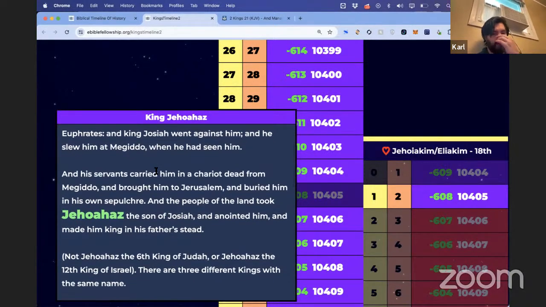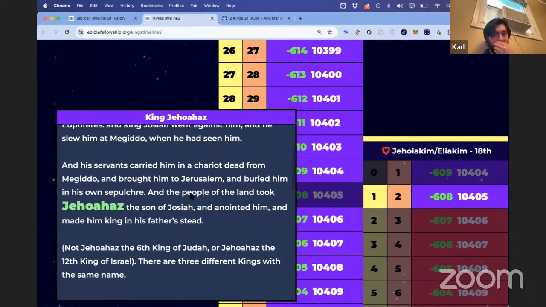And his servants carried him in a chariot, dead from Megiddo, and brought him to Jerusalem, and buried him in his own sepulchre. And the people of the land took Jehoahaz, the son of Josiah, and anointed him, and made him king in his father's stead.